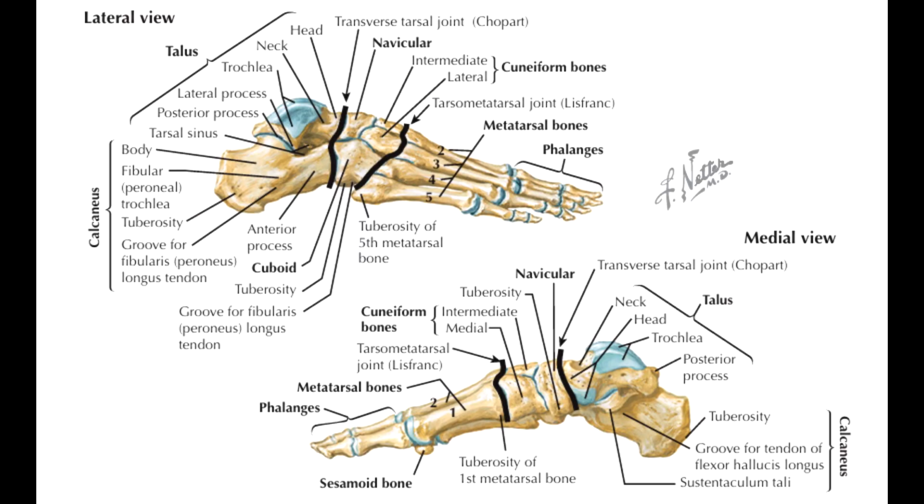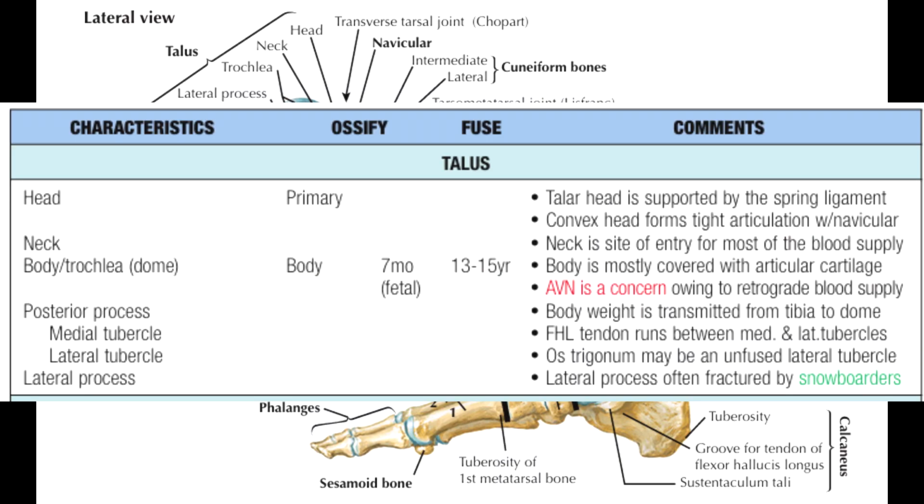In the lateral view, we can identify its body, neck, and head. The trochlea of the talus articulates with the tibia and fibula, forming the ankle joint proper. From the medial perspective, the talar head articulates with the navicular bone, supported inferiorly by the spring ligament. This connection is vital for maintaining the medial longitudinal arch of the foot. The table reminds us that the talus begins ossification as early as 7 months of fetal life, and the body fuses between 13 and 15 years of age.